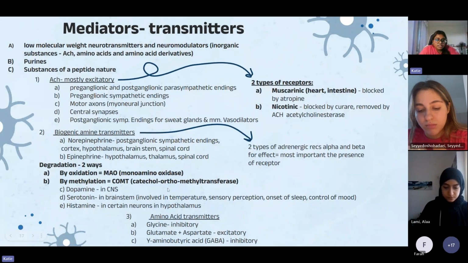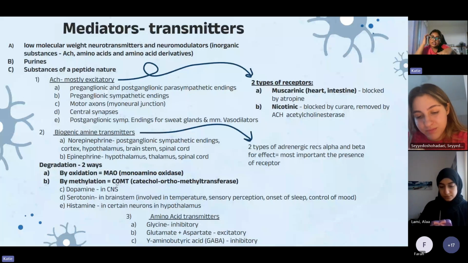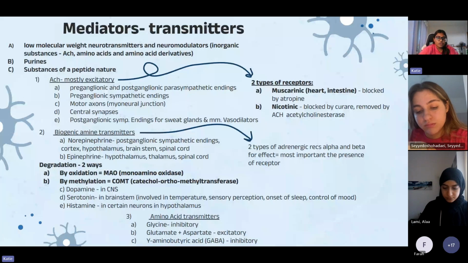One of the other biggest questions that we were asked was the degradation. You can degrade norepinephrine and epinephrine either by oxidation or by methylation. You need to know the names monoamine oxidase and catechol-O-methyltransferase, COMT. You need to know these because these are two different ways you can degrade norepinephrine and epinephrine. So when there's too much activity of the catecholamines, you have these two ways which will stop their function overall.